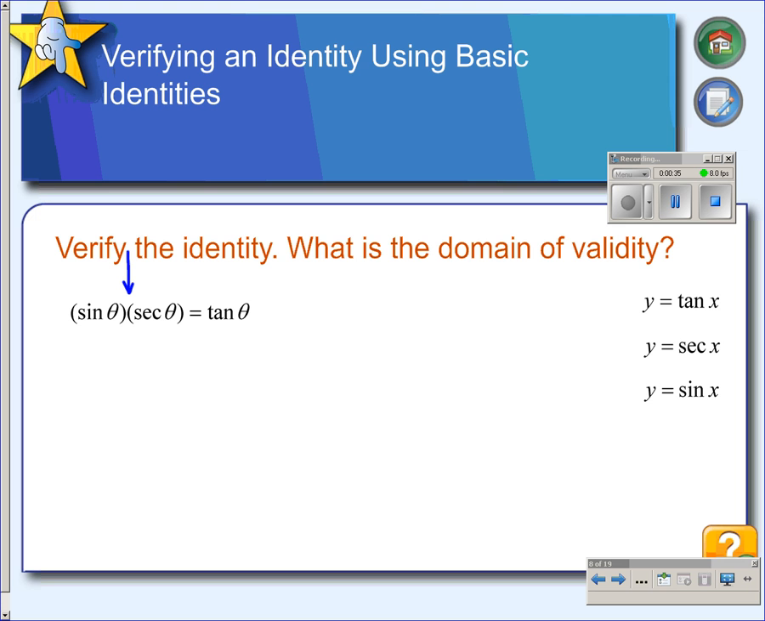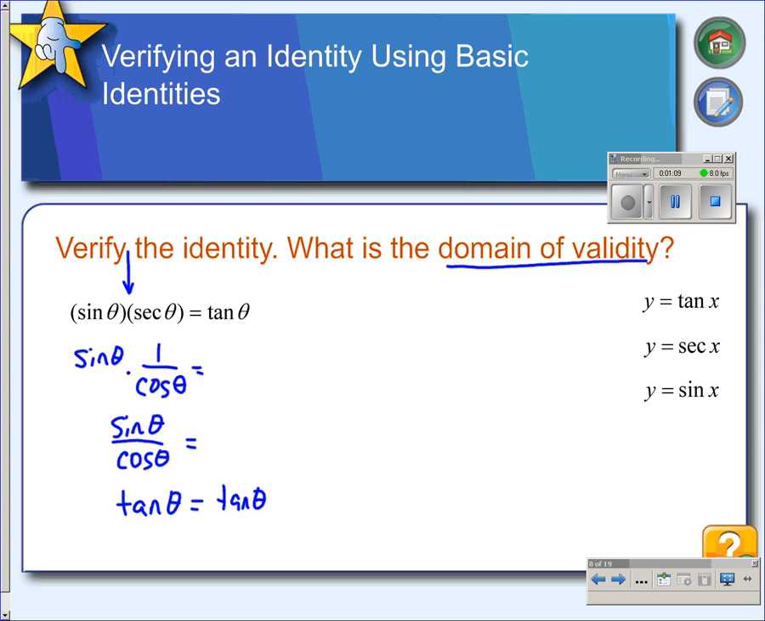So first thing I notice is we have a secant theta, and I know one of the basic identities is that secant theta equals 1 over cosine theta. So if I multiply these together, I get sine theta over cosine theta. And this is the tangent identity. Sine theta over cosine theta equals tangent theta. So we have just verified that the left side equals tangent theta, which is the right side. So that's verified.